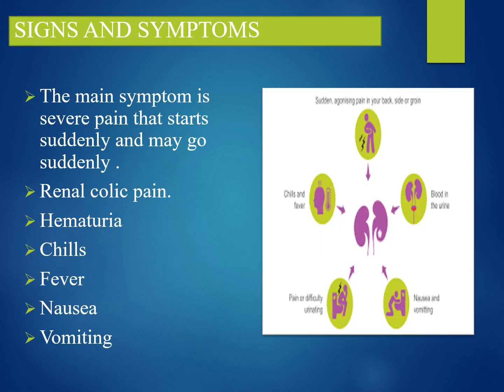Next is signs and symptoms of renal stone. The main symptom is severe pain that starts suddenly and may go suddenly, the renal colic pain. Hematuria, which means blood is excreted along with the urine. Chills, fever, nausea meaning vomiting sensation, and also vomiting. These are the major symptoms of renal stones.